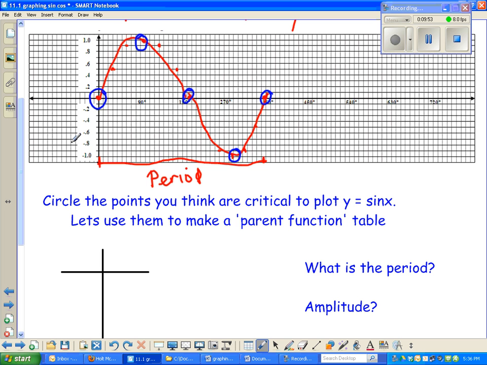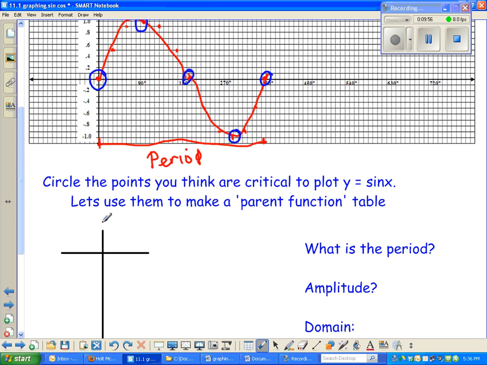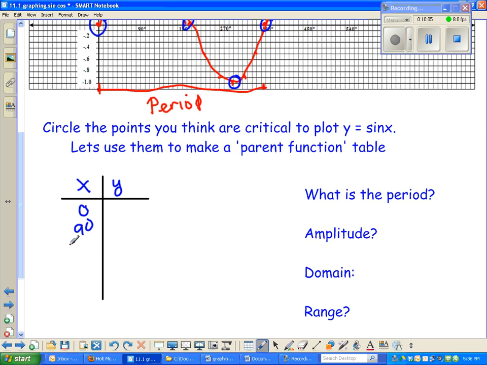So I'm going to use these 5 points to make a parent function table. So we're back to graphing and using parent functions. So x and y, I just said I was going to use those major points on my unit circle. So 90 and then 180, 270, and 360. And I will always provide you guys with the parent table. So we know from our table up top, when x is 0, y is 0. Then it goes up to 1, back to 0, down to -1, and then back to 0 again. You will notice one full cycle ends up being right where our table ends.